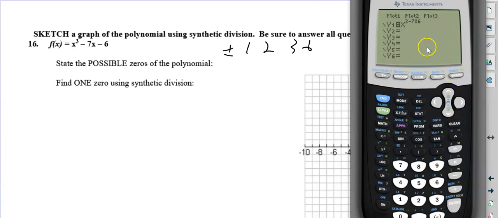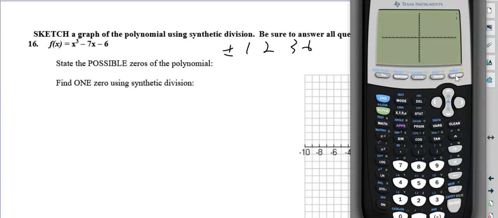And I screwed that up. So this is what I'm talking about. Make sure you always do the arrow down because otherwise it'll be messed up. So let's try that again. X to the power 3, arrow down, minus 7x minus 6.